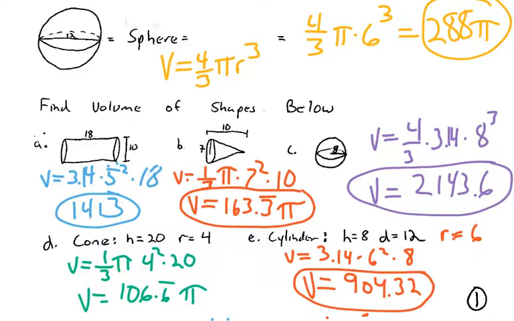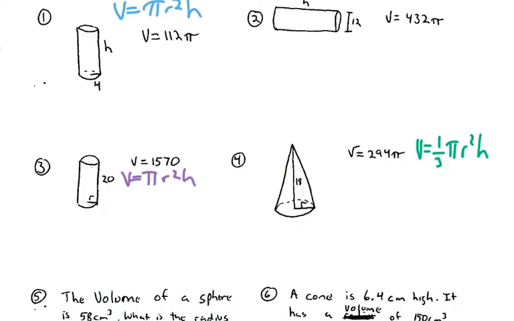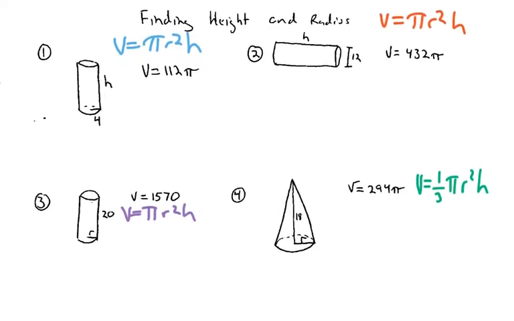Okay. All right. So that's just basic finding the volume problems. Again, whether or not you use 3.14, whether or not you use the pi symbol, will either be up to you, or they'll just go ahead and tell you to use 3.14 or to use the pi symbol. So let's take a look at the next problems here of finding the height and radius. So this is where it gets a little bit more difficult. So let's get started here.